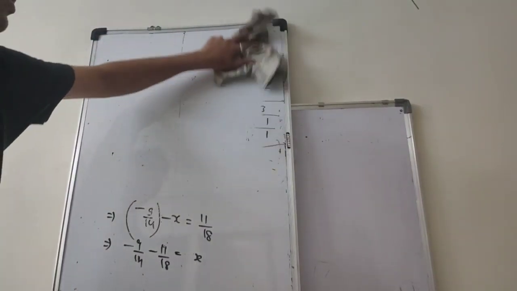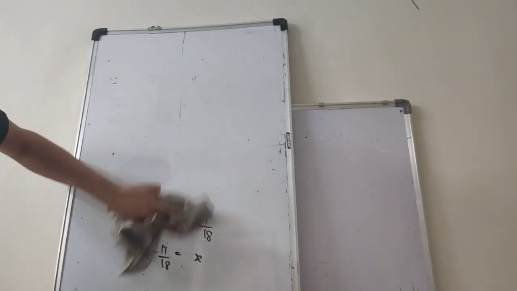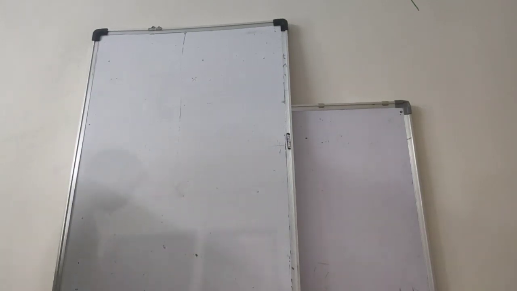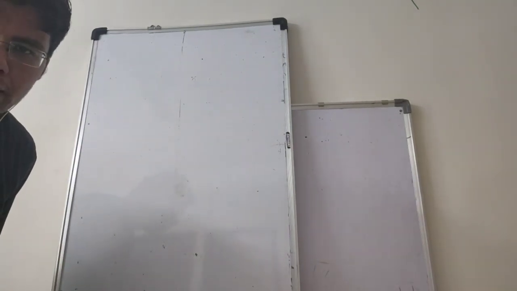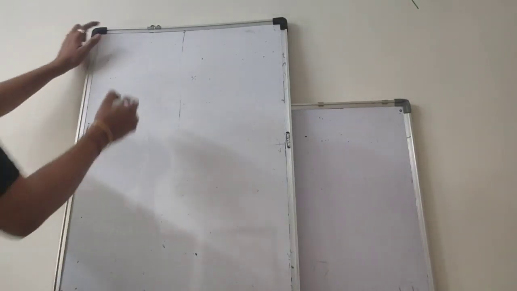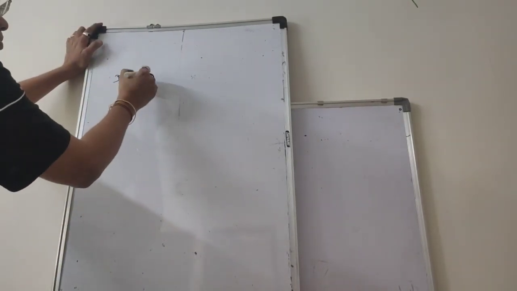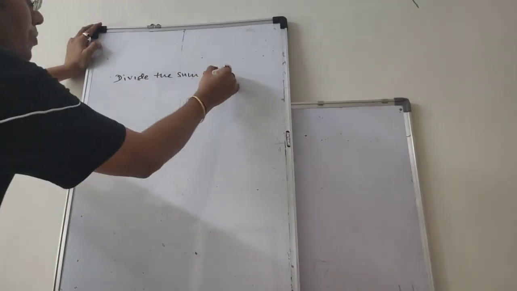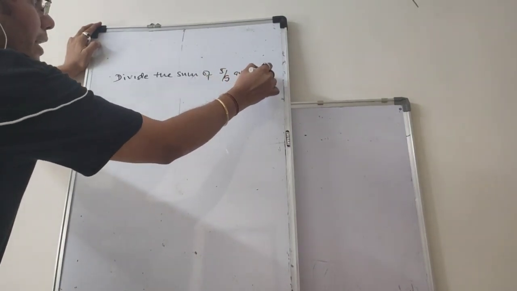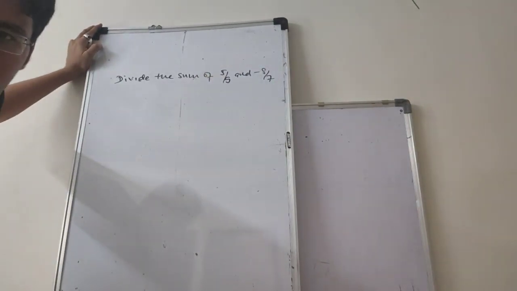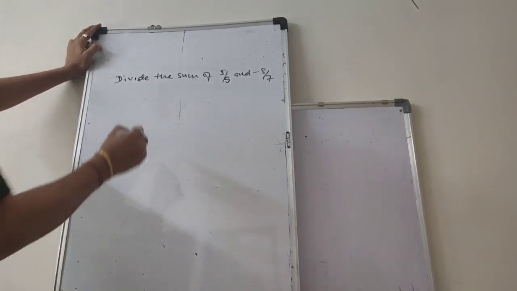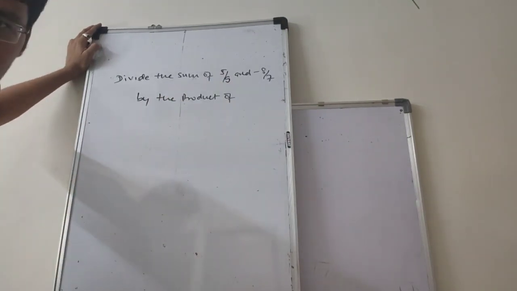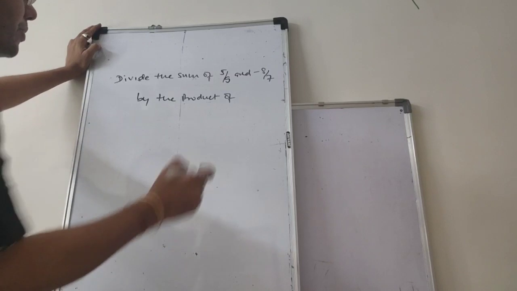In the subjective question, जो आपका subjective language दे रखा है उसको पहले आपको रिक्वायर्ड सिचुएशन के हिसाब से इक्वेशन फॉर्म में कन्वर्ट करना रहेगा. जैसे क्वेश्चन है: Divide the sum of 5 by 9 and minus 8 by 7 by the product of 7 by 5 and 3 by 8.